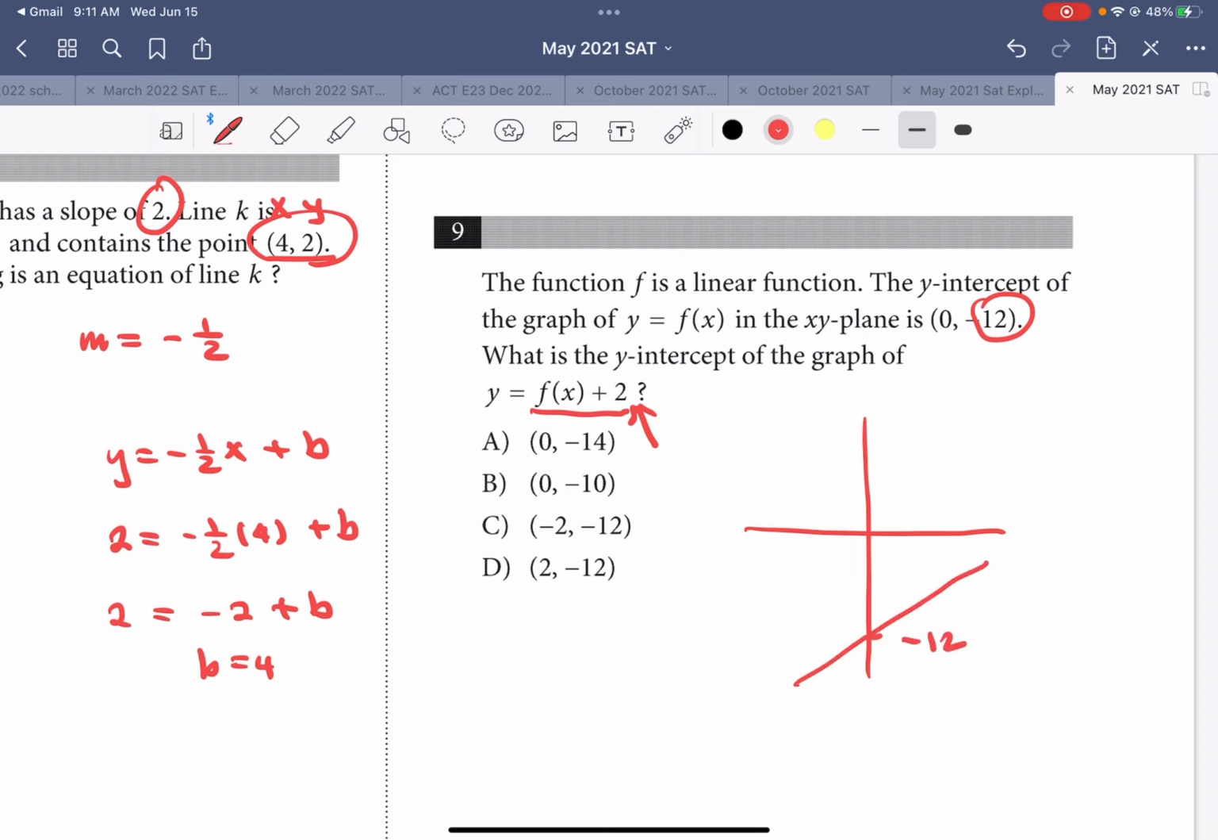And then when you shift the 2 units up, this one you move 2 units up, right? Then your y-intercept, it will be here, right? So should be negative 10 when you shift 2 units up. So answer B. Okay.